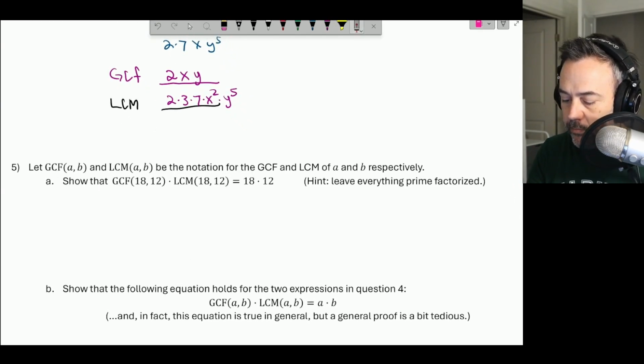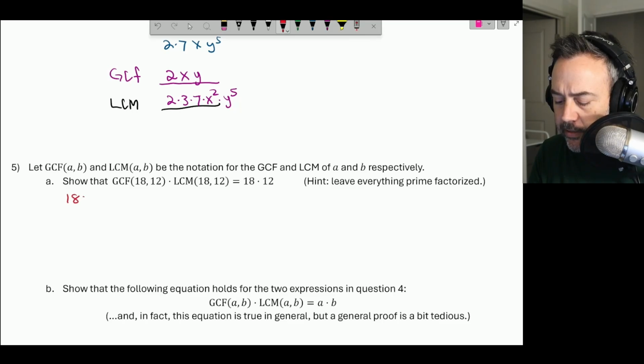So let's introduce some notation. Let GCF of a comma b and LCM of a comma b be the notation for the GCF and LCM of a and b respectively. Show that the GCF of 18 and 12 times the LCM of 18 and 12 is equal to 18 times 12. Hint, leave everything prime factorized. This will be a lot clearer that way. Well, what is 18 prime factorized? It's 2 times 3 squared. What about 12? 12 is 2 squared times 3.